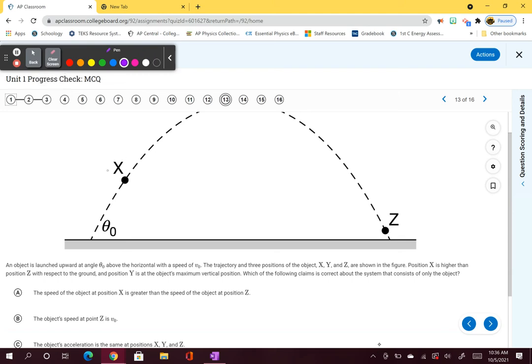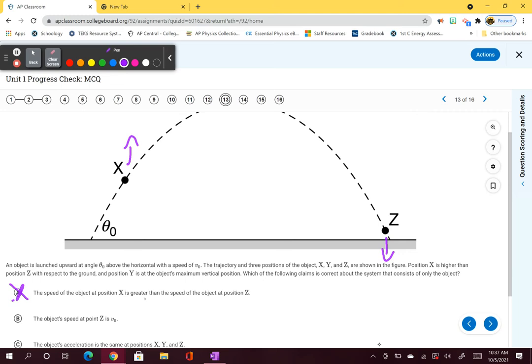So it's trying to say x is greater than z. That is incorrect, because z is closer to the ground. Your speed is always going to be, and it says magnitude, right? Okay. So speed, you don't worry about direction. So yes, that's going up. This is going down, but speed, there's no direction. So we don't have to worry about direction. We're just looking at the magnitude.